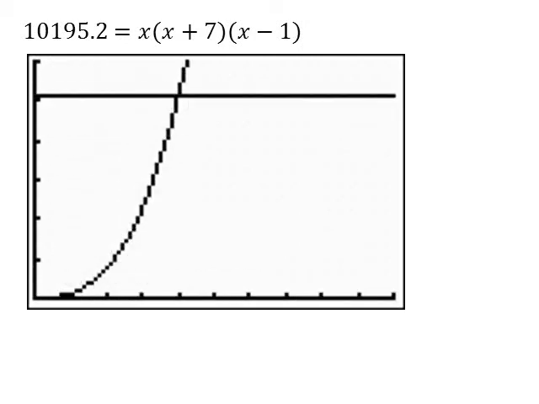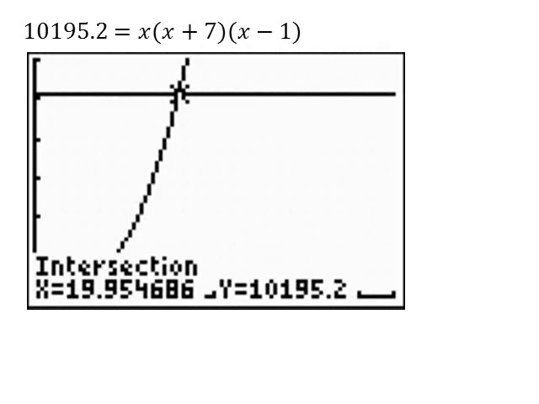I draw the graph and I can see that those 2 lines cross each other. I use my calculate to find the intersection. And that gives me that x was about 20 inches. So remember, the x was the width, x plus 7 was the length, so the length is 27, and x minus 1 is the height, so that's about 19. So that gives me the dimensions for this.